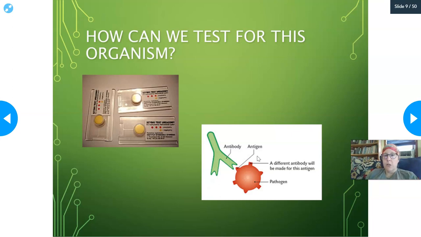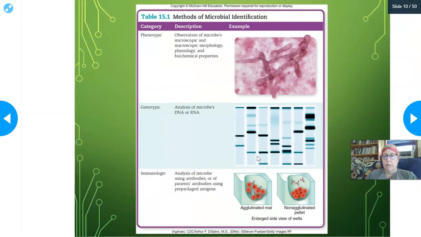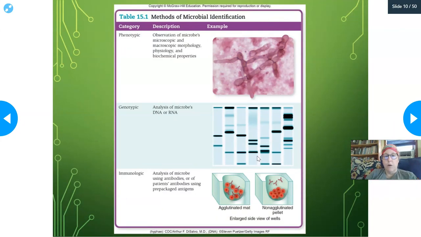There is actually also a way to test for the H. pylori antigen in the stool. And so that's another way that wasn't listed that can work.